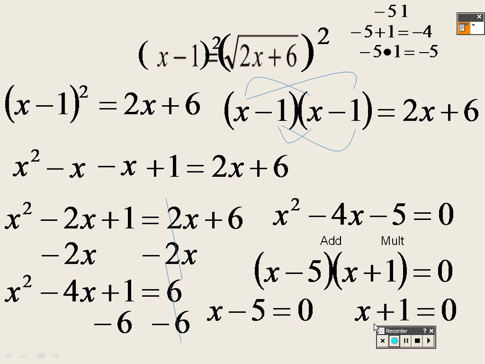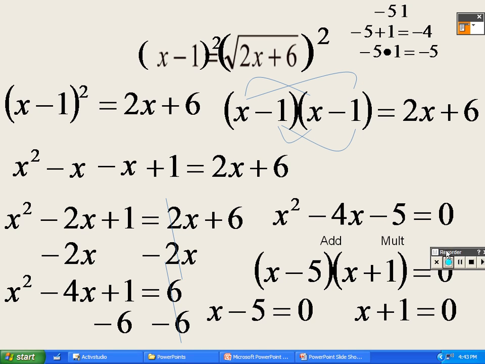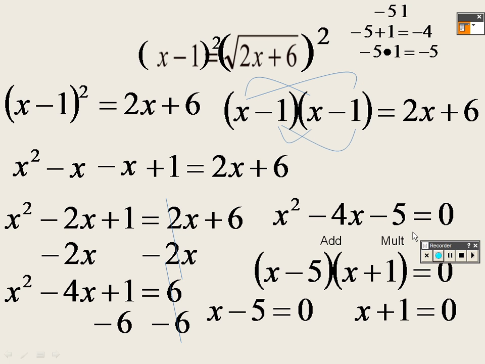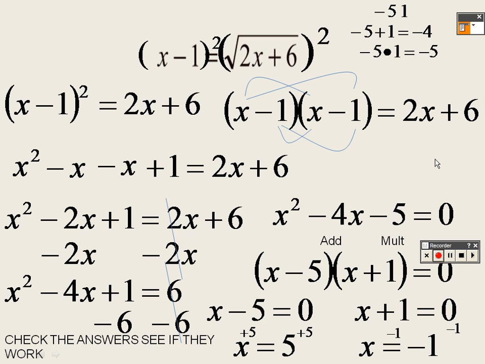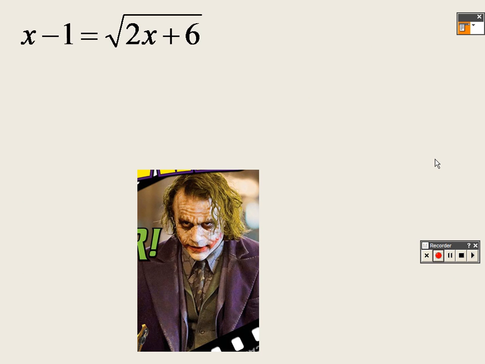So when I separate each of those to solve, I would add 5 to both sides to get x equals 5. I'd minus 1 to both sides to get x equals negative 1. So your answers are 5 and negative 1. So let's check these answers to see if they work.